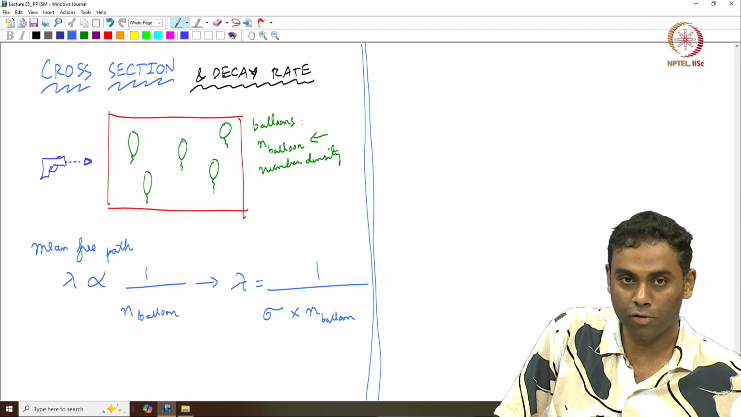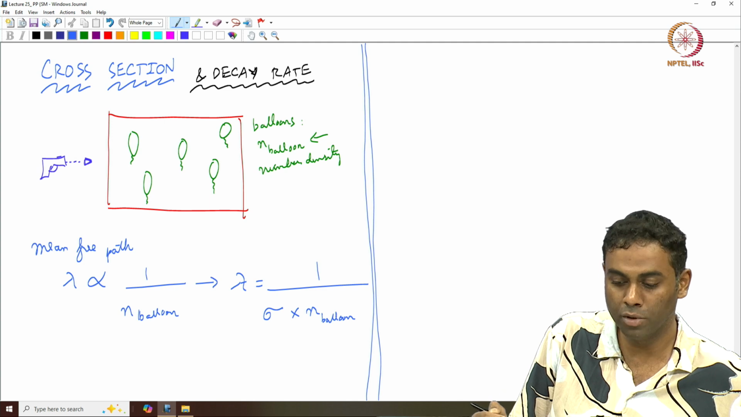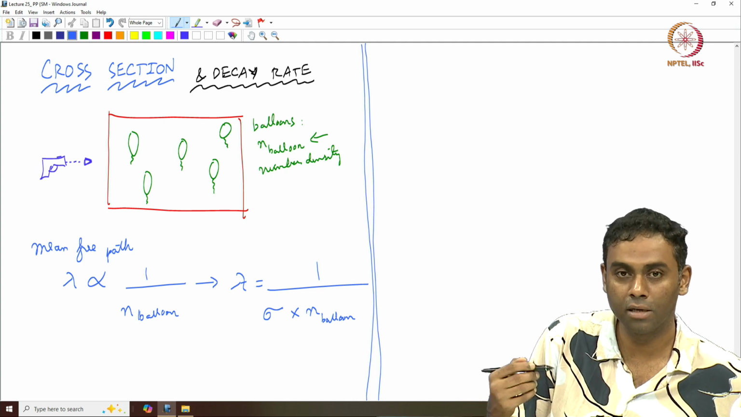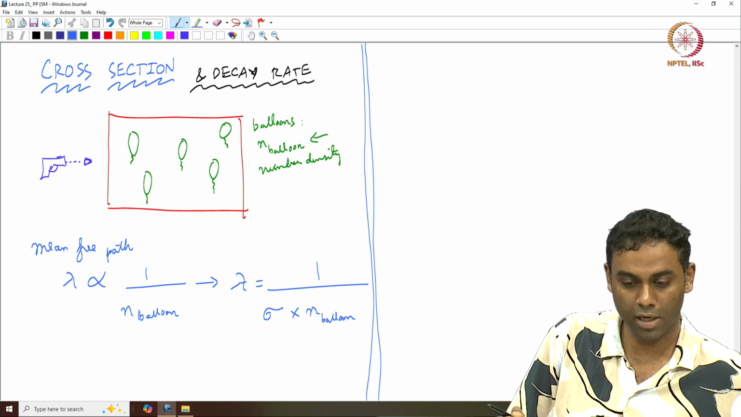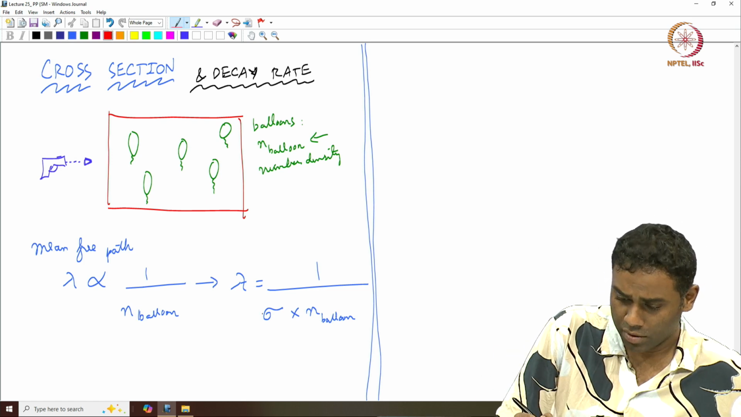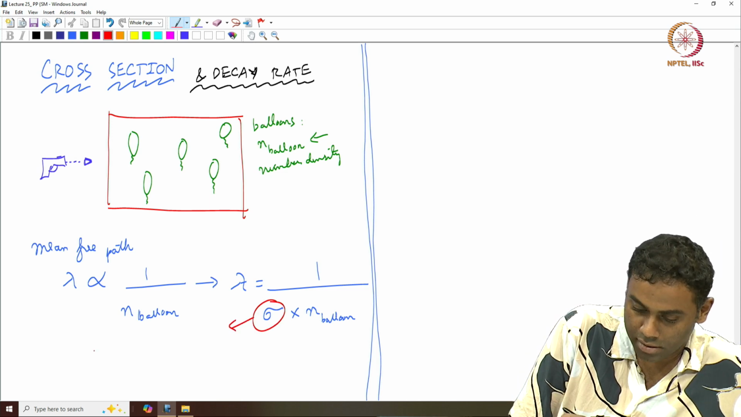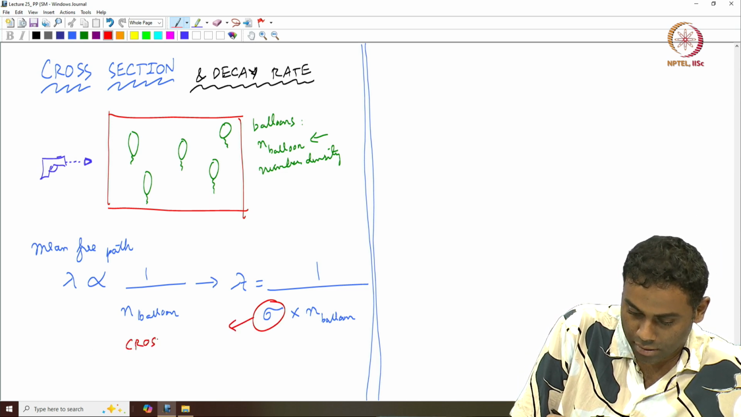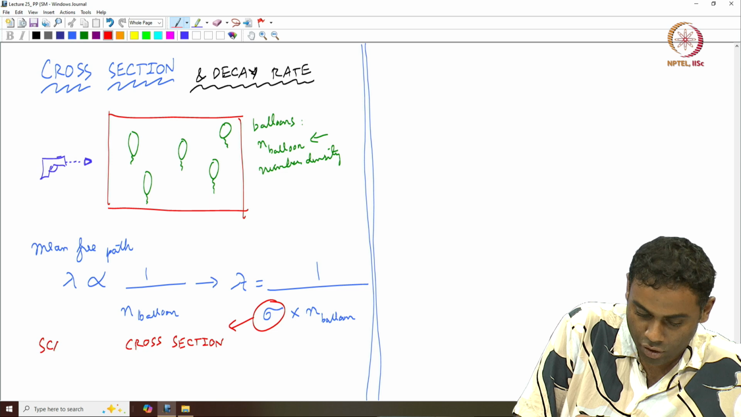Because this has units of length on the left hand side. Number density has units of 1 over length cubed. So 1 over number density has length cubed in the numerator. So I have to introduce something with the units of area in the denominator, right? Now that something is nothing but the cross section. Okay, and in this particular case, it is nothing but the scattering cross section.